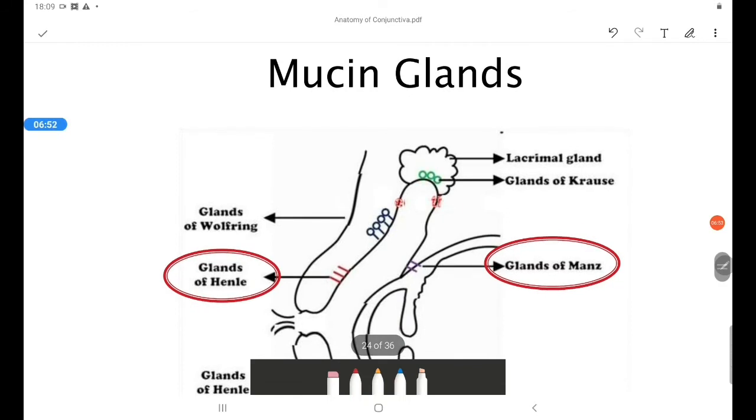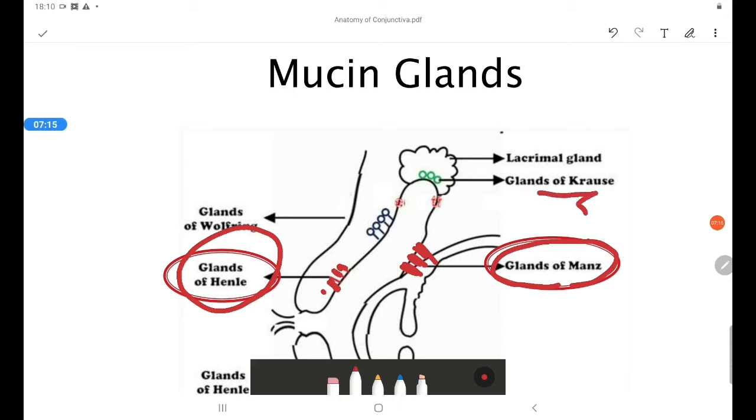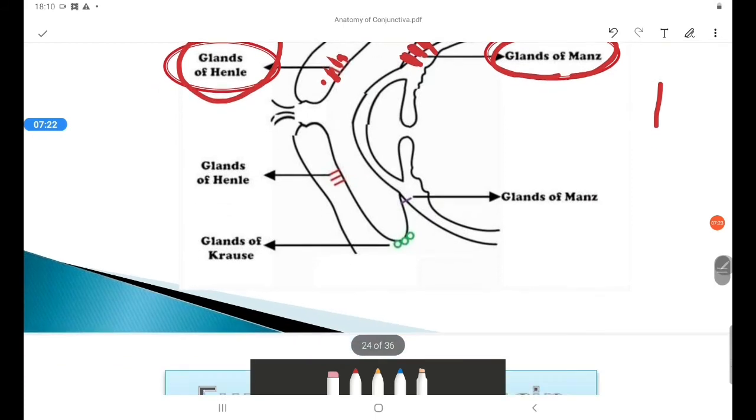Now, the location of the mucin glands is important to know. We should know that at one terminal end, towards the marginal end, is the glands of Henle, that is in the palpebral conjunctiva, as we already discussed. Gland of Manz is located at the limbal end of the bulbar conjunctiva. But most importantly, we should know the locations of Krause and Wolfring, which we can discuss in the coming diagram. And don't forget, we also have a lower lid, and the locations of the Henle's gland and the Manz gland should be labeled.